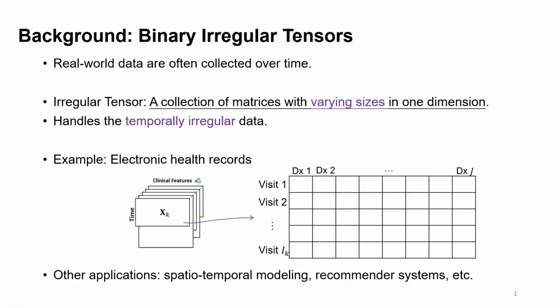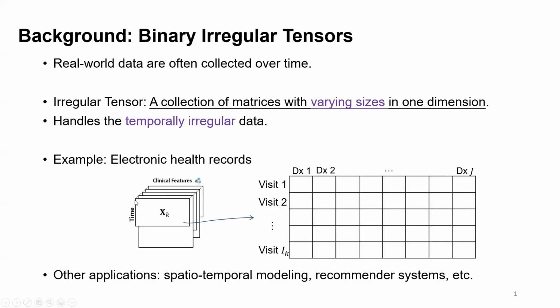For example, we can look at the electronic health records of patients, and the data of each patient can be represented with a matrix where each row represents a clinical visit and each column represents a clinical feature. Put together, we have a matrix representing the data of a single patient. And by stacking all the matrices of different patients, we can have an irregular tensor that represents all the data for all the patients in one data set.